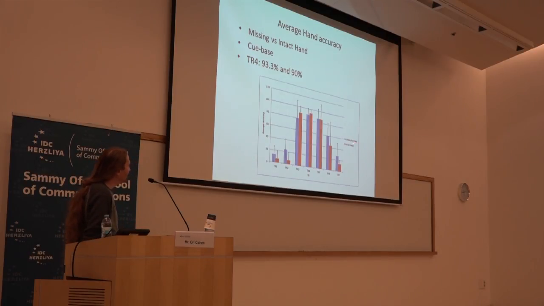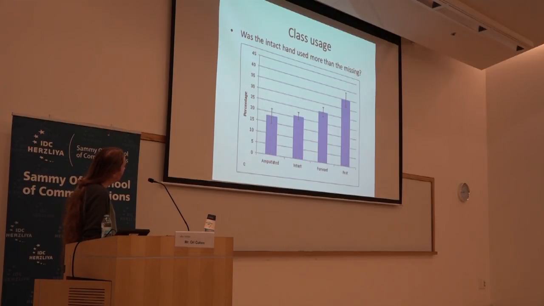And if we want to compare the accuracy between the missing hand and the intact hand for the amputee groups, we can see that there's almost no difference 8 seconds after a cue. There's some variability here between the intact hand and the missing hand, but the accuracy levels are pretty high.